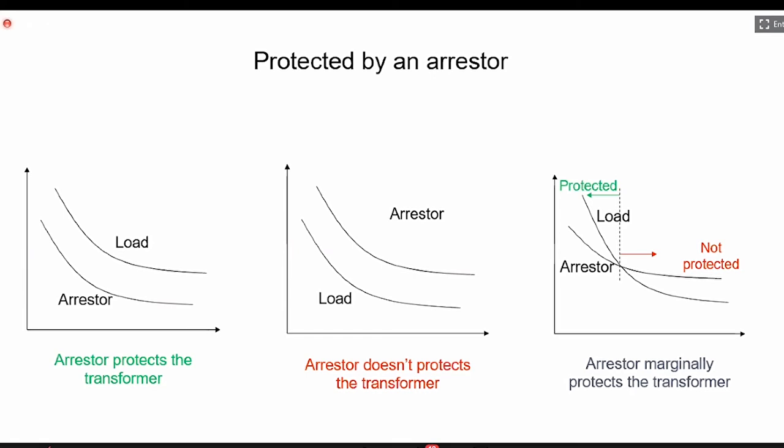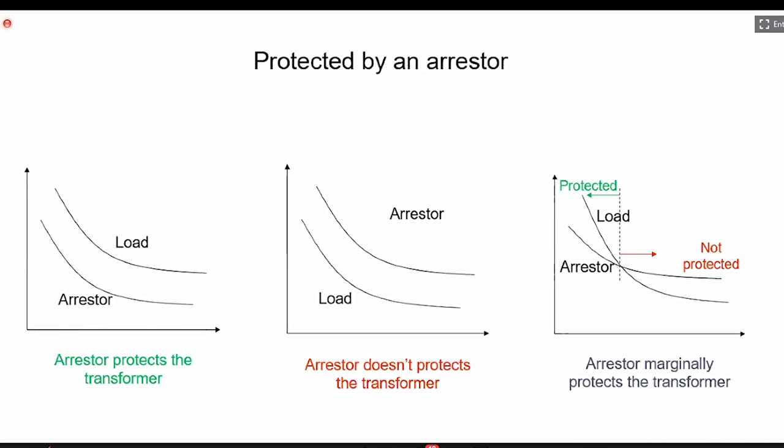Then if it is the other way around, then the arrester doesn't protect the transformer or the load. Usually we talk in terms of transformers. It will not. But sometimes you get a curve like that where it is marginal.